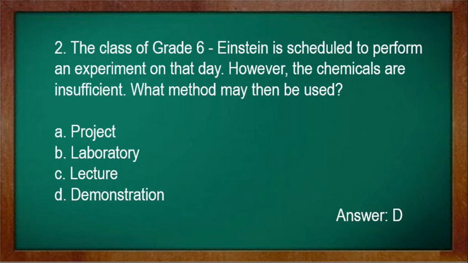Number 2. The class of grade 6, Einstein is scheduled to perform an experiment on that day. However, the chemicals are insufficient. What method may then be used? A. Project, B. Laboratory, C. Lecture, D. Demonstration. Answer, D.